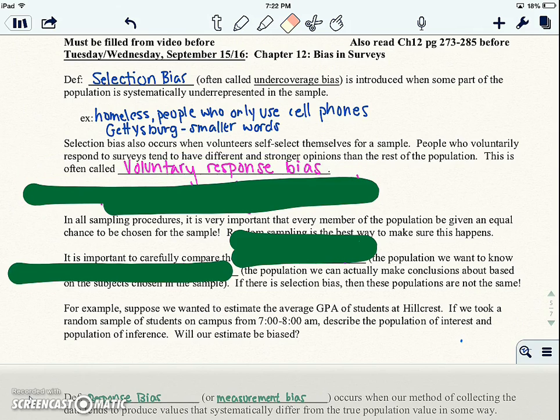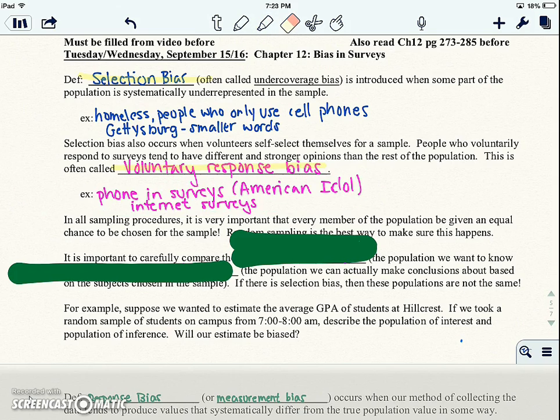Selection bias also occurs when volunteers self-select themselves for a sample. People who voluntarily respond to surveys tend to have different and stronger opinions than the rest of the population. This is often called voluntary response bias. So remember, voluntary response bias is a type of selection bias. It's just a specific type. So for example, a phone-in survey for American Idol. Lots of people watch the show, but only the people that really, really care about it call in and vote. Same thing with internet surveys. If you're kind of middle of the road, you're just going to go, oh yeah, and click X and get out of that. So it's not very representative.